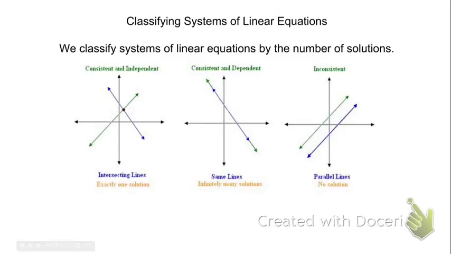Now notice in the first one, a system is consistent and independent if it's intersecting lines that have exactly one solution. A system is consistent and dependent if it has infinitely many solutions, which means the lines coincide and are the same. And it's an inconsistent system if they're parallel lines, which have no solution.